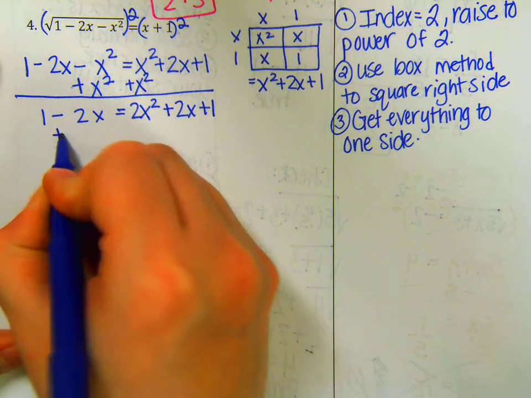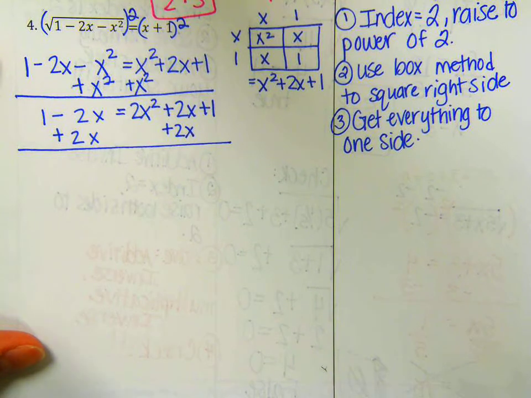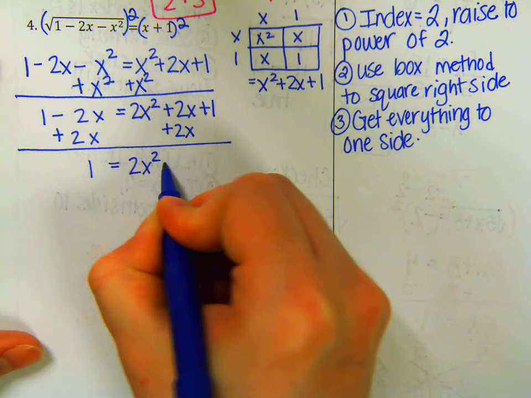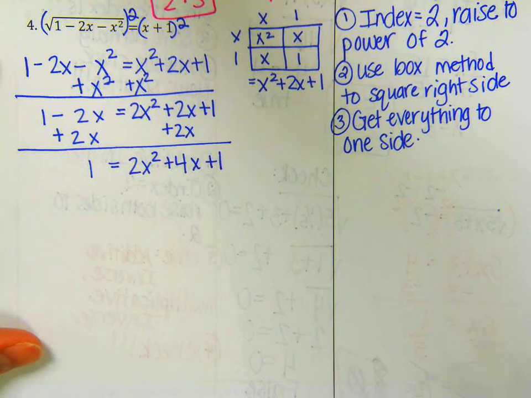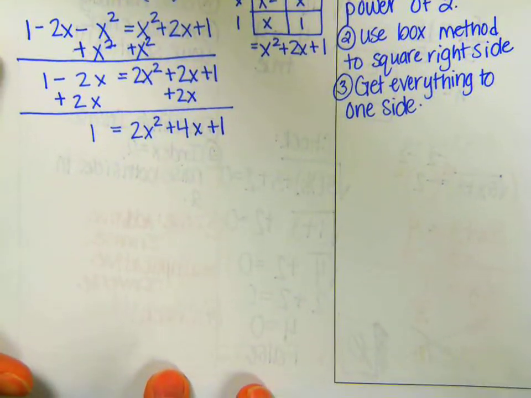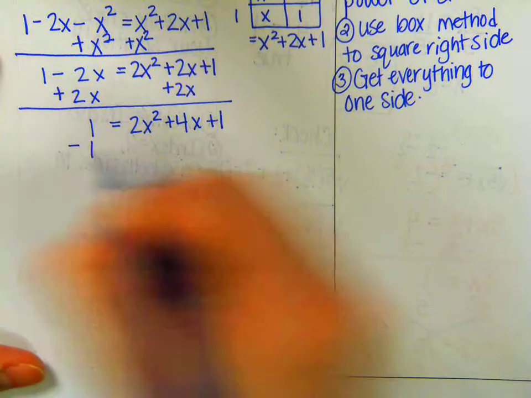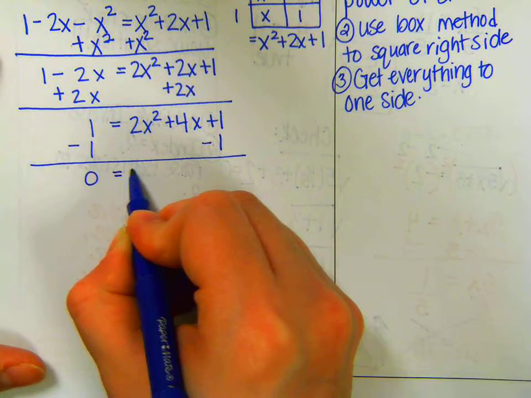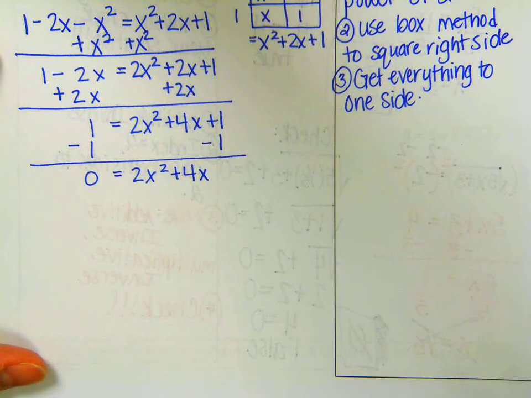Then I'll add 2x to both sides. Doesn't really matter which order you do it in. So we have 1 equals 2x squared plus 4x plus 1. Now subtract out your 1. So we have 0 equals 2x squared plus 4x. The 1's killed, so that's all I'm left with.